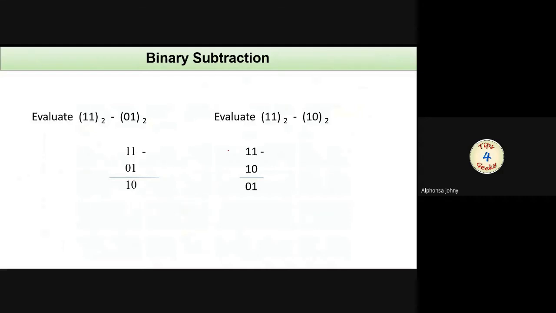Answer. Next, consider another example. That is 11 to the base 2 minus 10 to the base 2. So 11 minus 10. 1 minus 0. Clearly the answer is 1. Then we need to subtract 1 minus 1. 1 minus 1 is 0. So we can write it as 11 to the base 2 minus 10 to the base 2 is equal to 01 to the base 2.